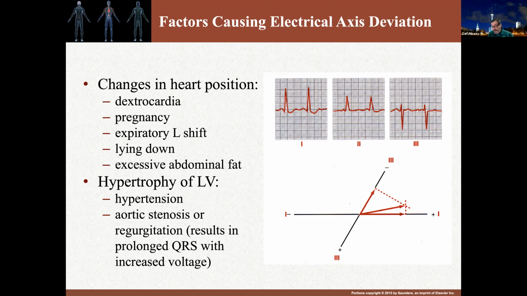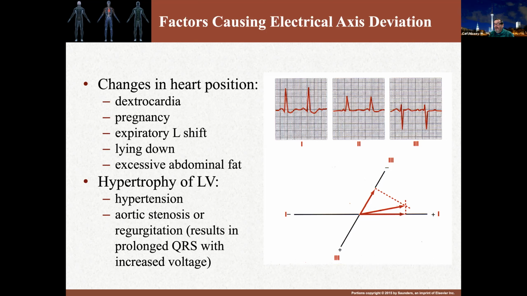There is quite frequently a change in the heart during deep expiration, which is called an expiratory left shift. Lying down is going to affect it. And excessive abdominal fat, particularly peritoneal fat, will cause a change in the heart position. It's similar to the effect of being pregnant. And then we have the idea of hypertrophy causing a shift. And hypertrophy simply means an enlargement of the myocardium.